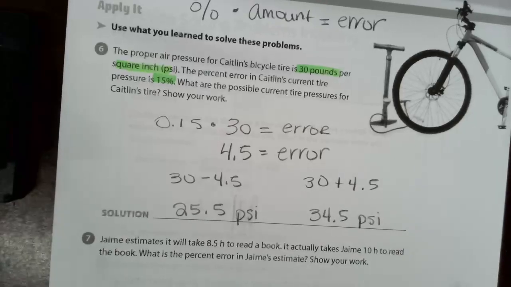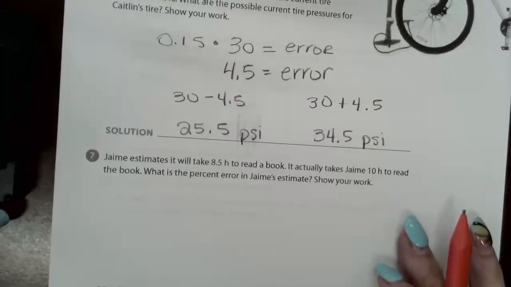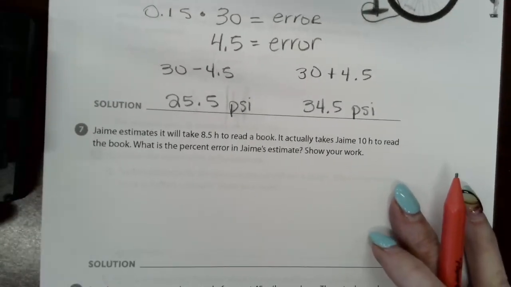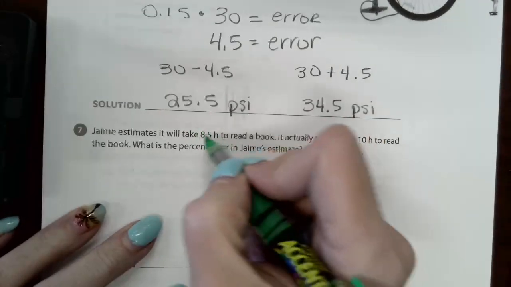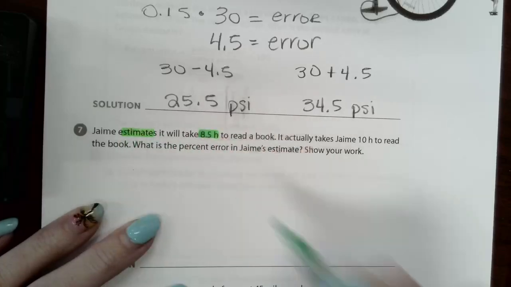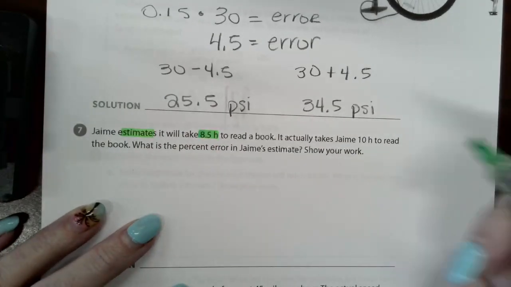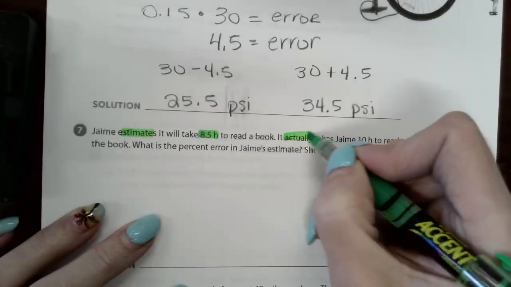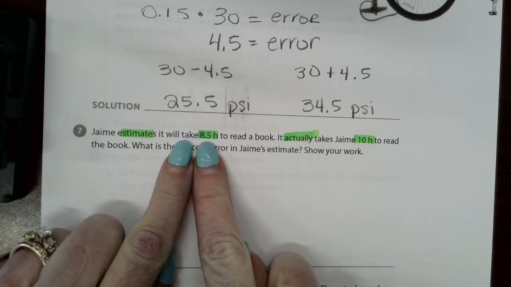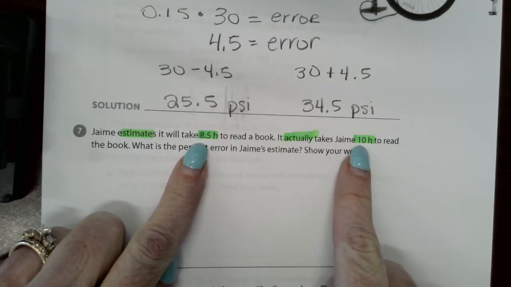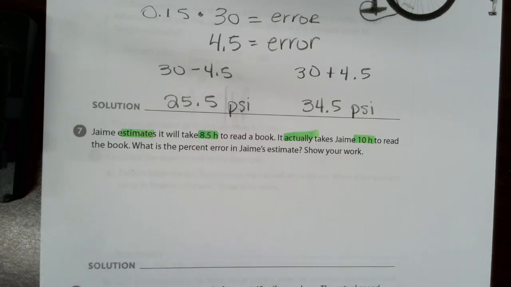All right, let's look at number 7. Jamie estimates it will take 8.5 hours to read a book. So that's an estimate. It actually takes Jamie 10 hours to read the book. What is the percent of error? So we're back to finding that error. So this is her estimate, but this is what it really was. Okay, pause the video, see how far you can get, and then we'll come back and look at it.